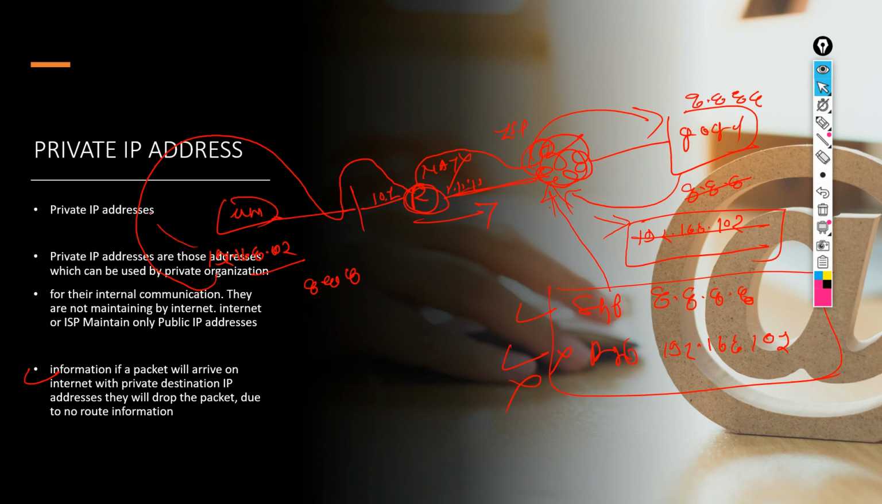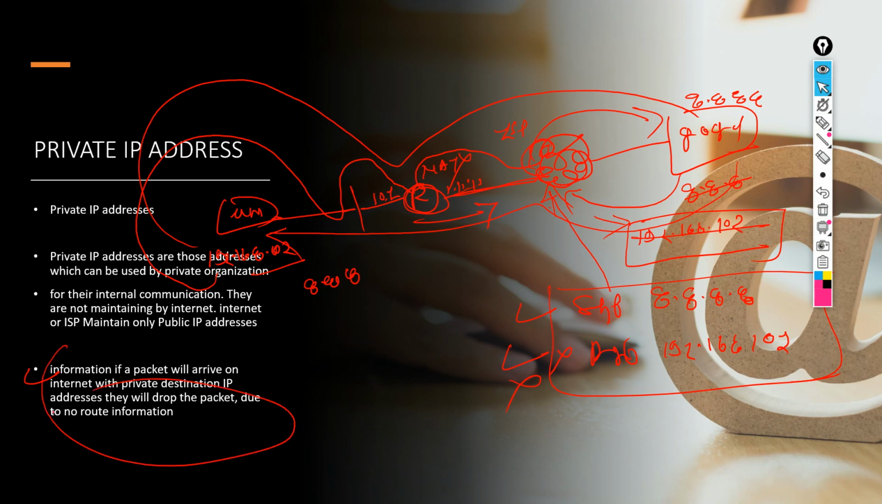So this packet will be received by the public network, but the reply will not come to your PC. This is the meaning of this last line: it will drop the packet due to no route information, because the ISP does not have the information of the destination, so the packet will obviously be dropped. Clear?